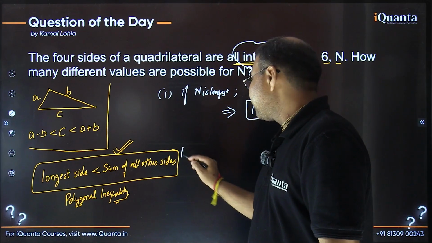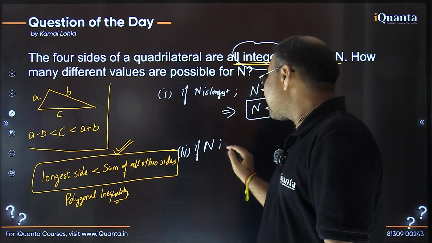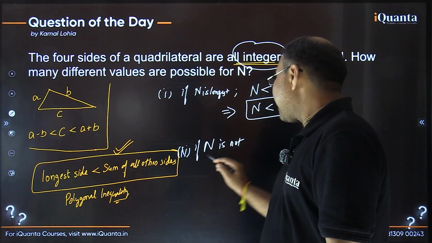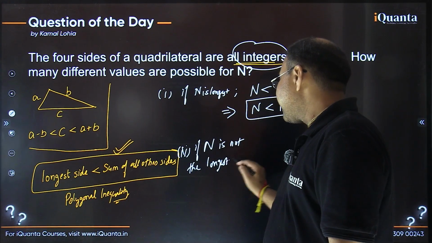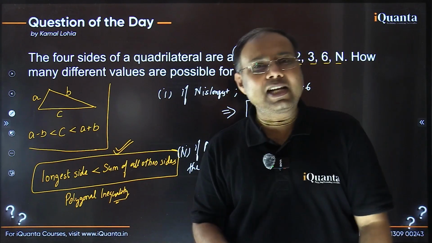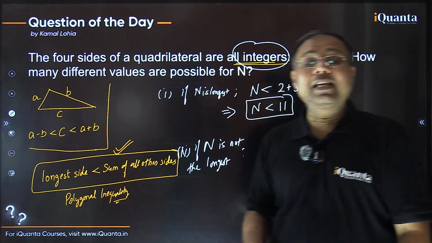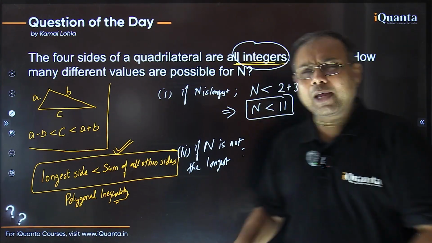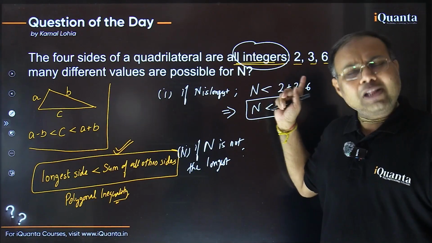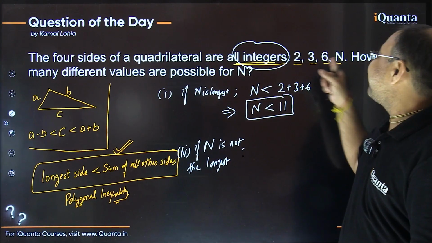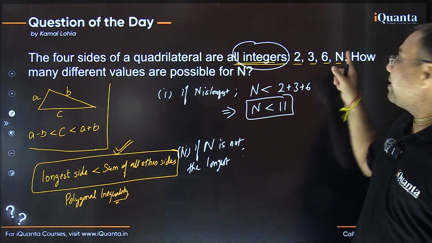Let me write here. Second case. What is that? If n is not the longest side, in that case what will happen? Can you tell me what will be the longest side if n is not the longest side? Out of these four, if n is not the longest side, then which will be the longest side? Can 2 be the longest? Why are you joking? A length bigger than 2 is visible, right? Will 3 be the longest side? No sir, clearly 6, right? Yes. So if n is not the longest side, clearly 6 is the longest side.